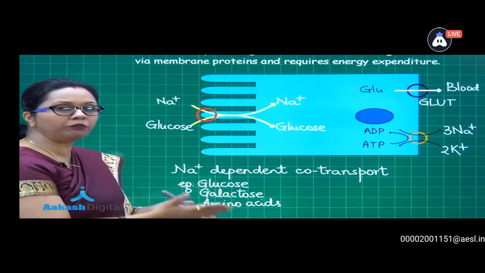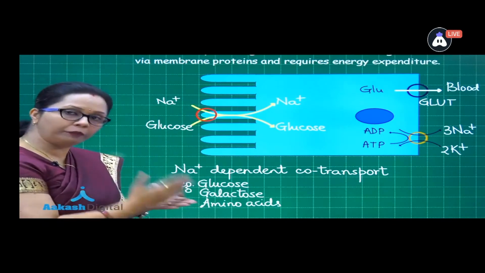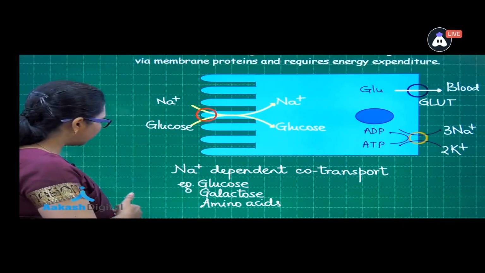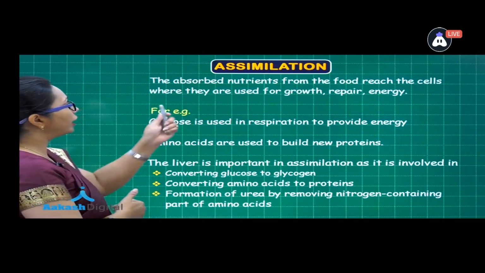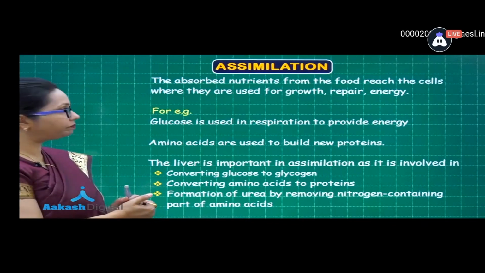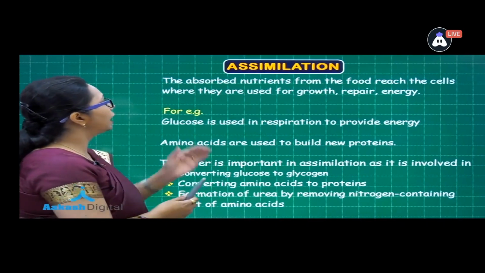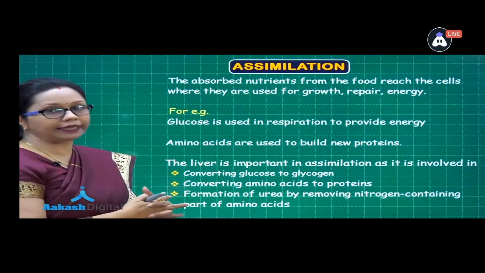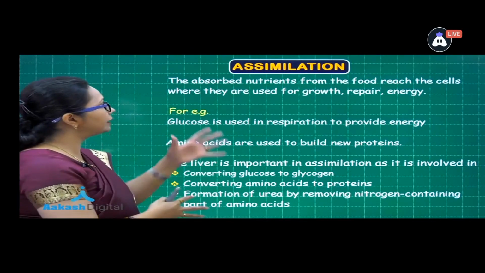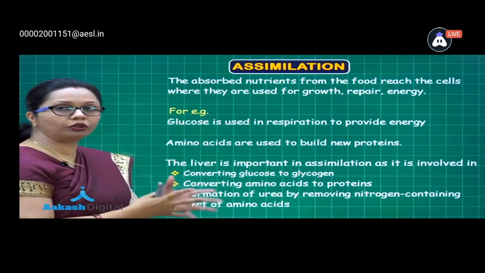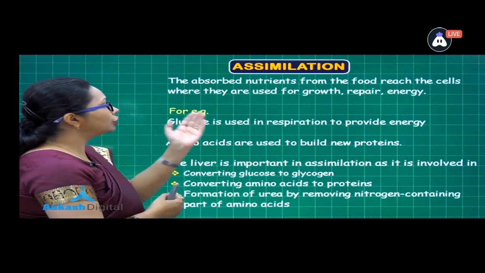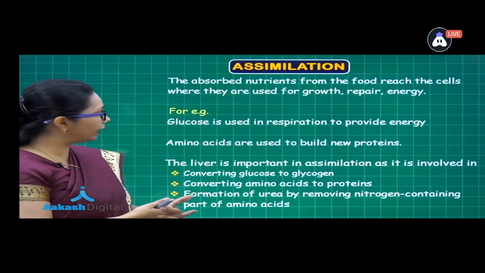absorbed into the bloodstream, and the end product of lipid digestion is absorbed into the lacteals, that is into the lymphatic circulation. Now moving on to the next part, that is assimilation. Now assimilation is the absorbed nutrients from the food reaching the cells, and in the cells they will be utilized for growth, repair, energy. For example, we know glucose is used in respiration to provide the energy.